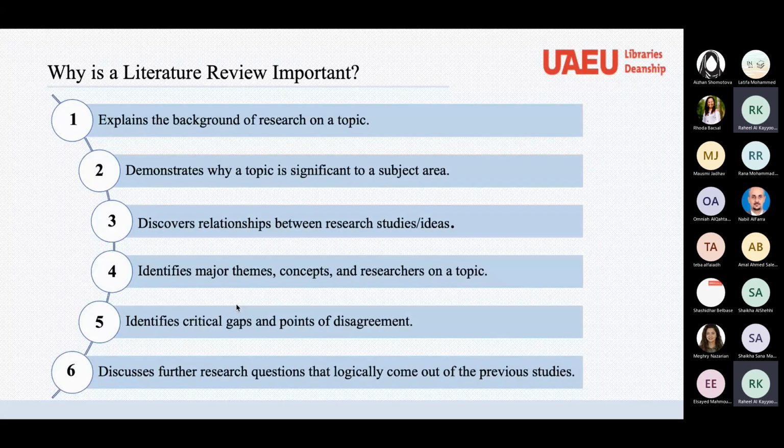So what is the importance of a literature review? Literature reviews explain the background of research on a topic and demonstrate why a topic is significant to a subject area. When you are conducting your literature review, you need to discover the relationships between research studies and ideas. Literature reviews identify major themes, concepts, and researchers on a topic, and identify gaps in existing knowledge to find out if your study is worth doing, and also observe some points of disagreement. A literature review also discusses further research questions that logically come out of the previous studies, and finds out what has been done before.